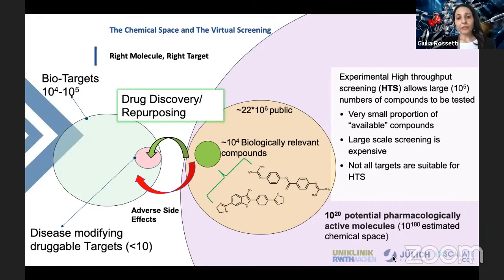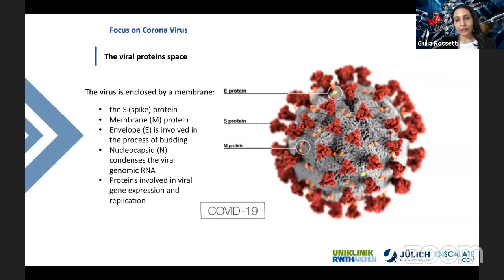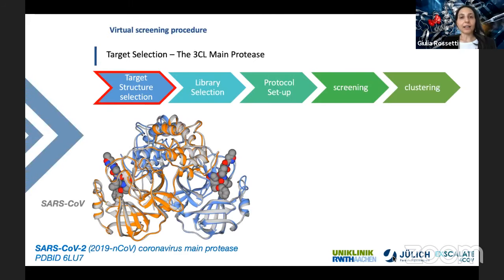Now, in the field of the coronavirus, the space of the targets is relatively well defined. It is true that we don't yet know all about this virus, but we do know that it is enclosed in a membrane. So we have membrane proteins, among which we have also the spike proteins that mediate the interaction of the virus with the host. We have the envelope protein that is involved in the budding. We have the nucleocapsid that condenses the viral genomic RNA, and then we have a set of proteins that are involved in viral gene expression and replication. Among these, the protein that I chose today for the purpose of this presentation is one of the most known so far, that is the 3CL main protease.